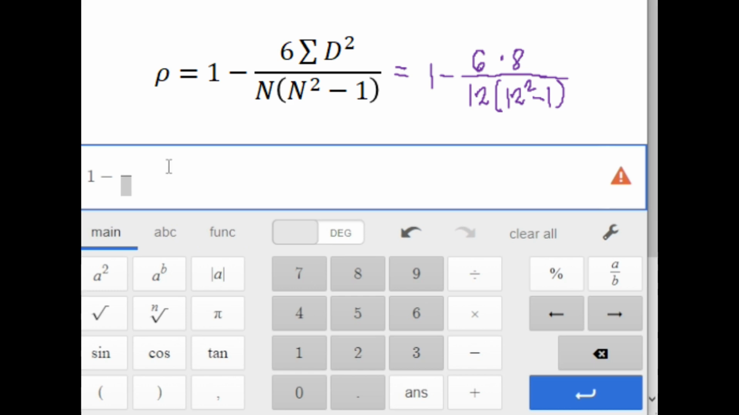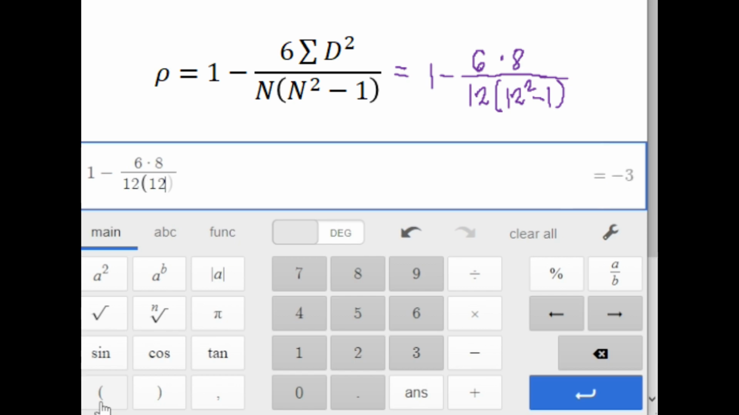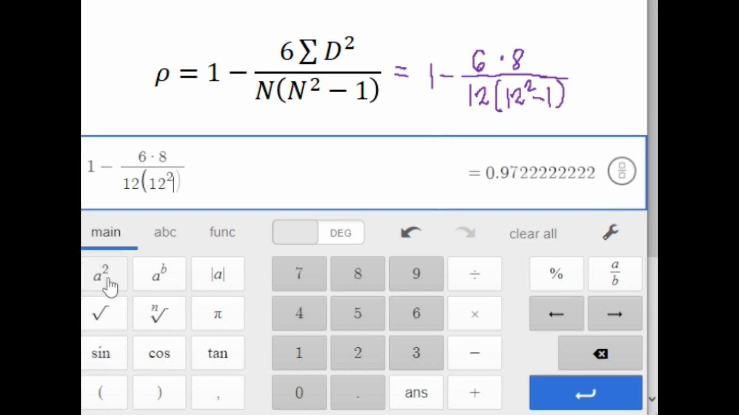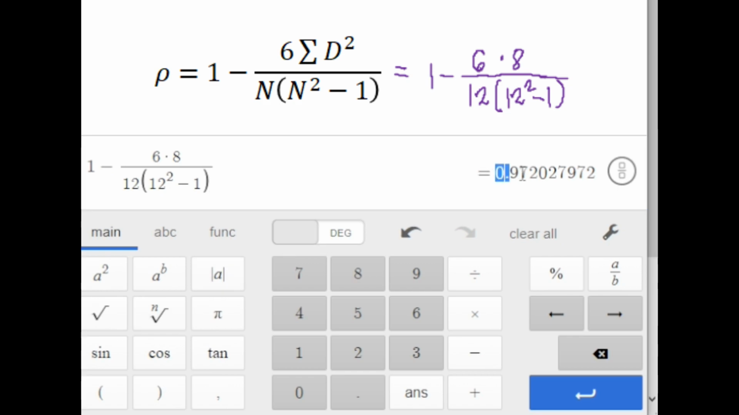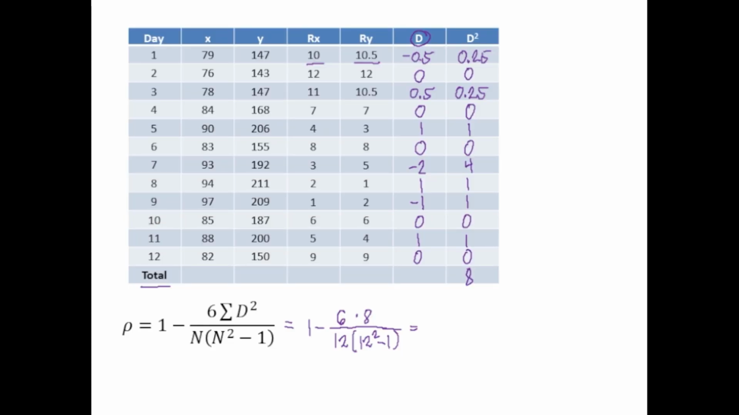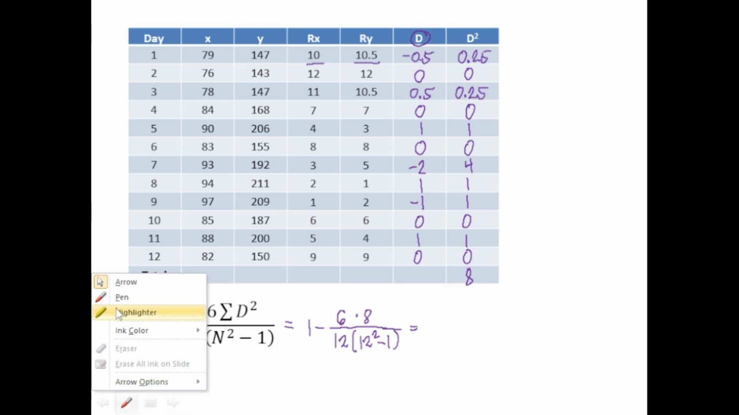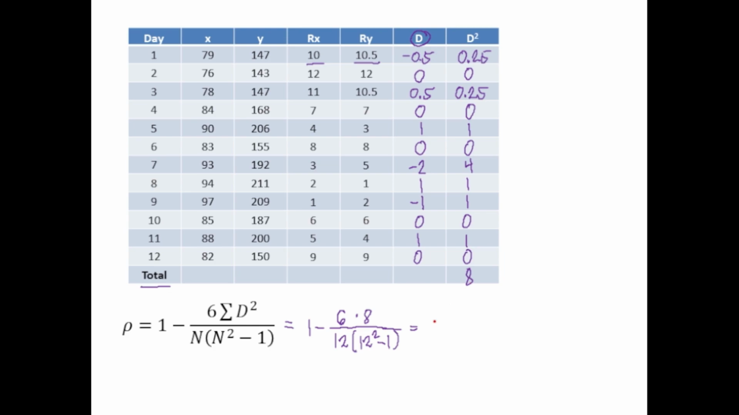So, 6 times 8. Sa denominator, 12. Then, open parenthesis, 12 square minus 1. So, we need to close it. At yan po, kitang-kita na ang sagot ay 0.97. Again, dalawang decimal lang po. 0.97 ang lumabas. Kaya isusulat po natin dito yung result, 0.97.